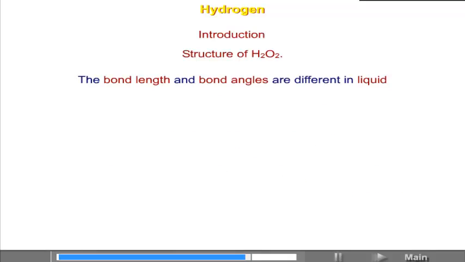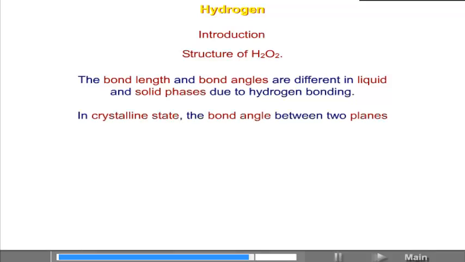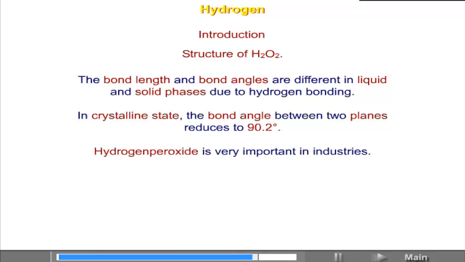The bond length and bond angles are different in liquid and solid phases due to hydrogen bonding. In crystalline state, the angle between two planes reduces to 90.2 degrees. Hydrogen peroxide is very important in industries.